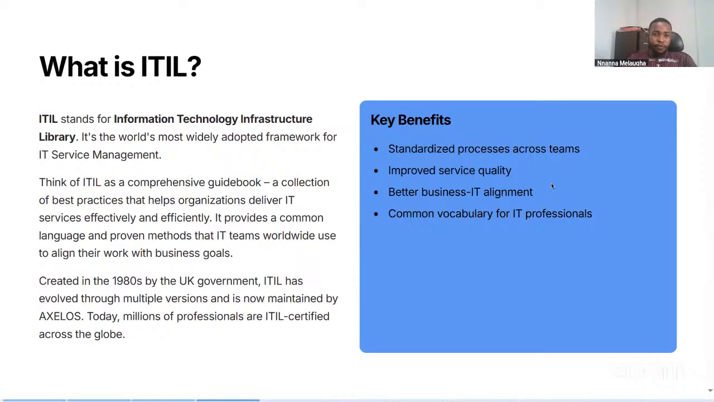ITIL stands for Information Technology Infrastructure Library, right? Like I mentioned, it's the set of principles or policies that are followed in order to render IT services in a way that meets the end user's needs. They are a set of policies and procedures, like a framework, like a guideline, and that's what ITIL is. ITIL is like a comprehensive guidebook. It's a collection of best practices that helps the organization deliver IT services.